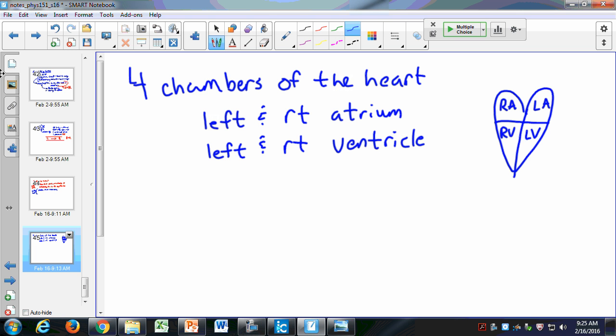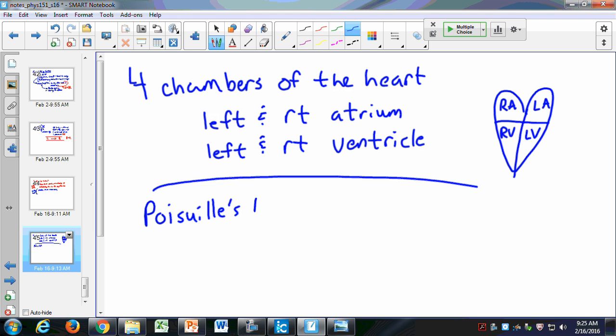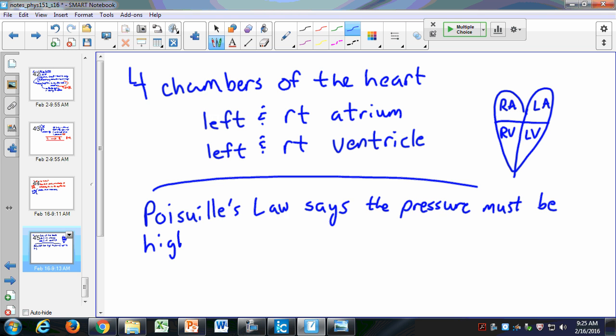All right, so as we said, there must be this continual drop in pressure as you go through the systemic circuit. So the highest pressure is where in the systemic circuit? In the aorta, and then the lowest pressure in the systemic circuit is in the vena cava. In fact, that's the lowest pressure overall. So Poiseuille's law says that the pressure must be higher for flow through a longer system.